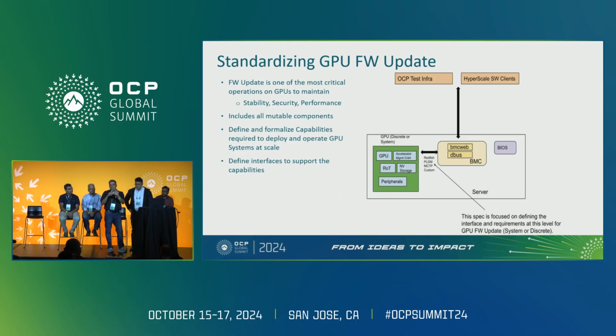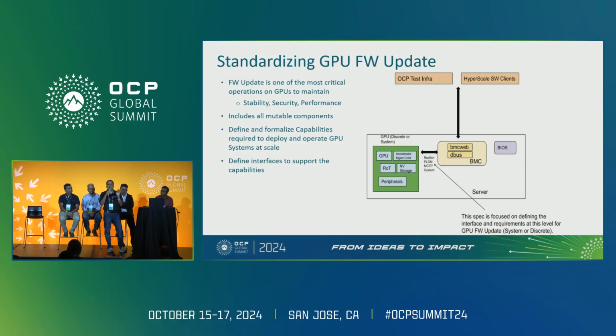I just wanted to put GPU in perspective, because it's not just the discrete GPU that we are talking about. We're talking about two flavors. I think Krishna also touched upon it briefly, but I wanted to give a zoomed-in view of it. A GPU could be a PCI card with one or more GPUs on it, or it could be a UBB baseboard with secondary components around it.